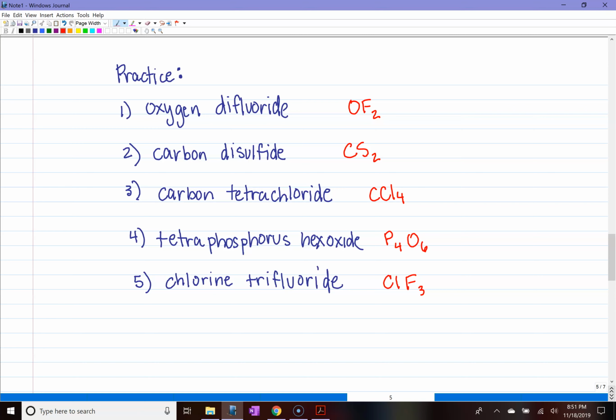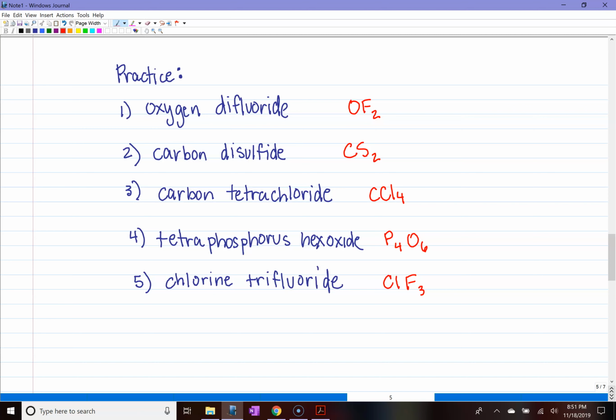Carbon tetrachloride, no prefix for carbon, so that means there's 1, so there's no subscript. Tetra means 4, and so there would be 4 chlorines, so this compound would be CCl4.